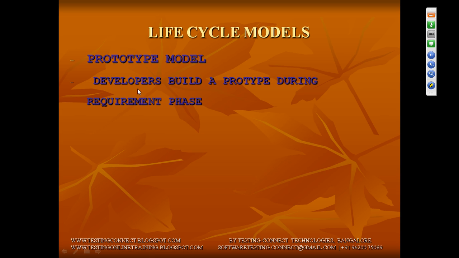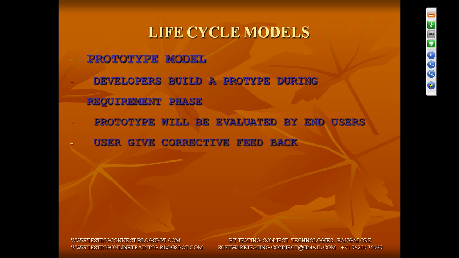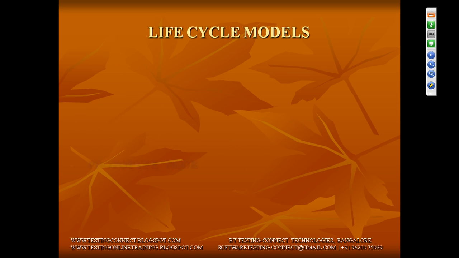Developers build a prototype during the requirement phase itself. They send it for review. The prototype will be evaluated by end users. The users give feedback, and then developers further refine the prototype. Then they come up with development activities.